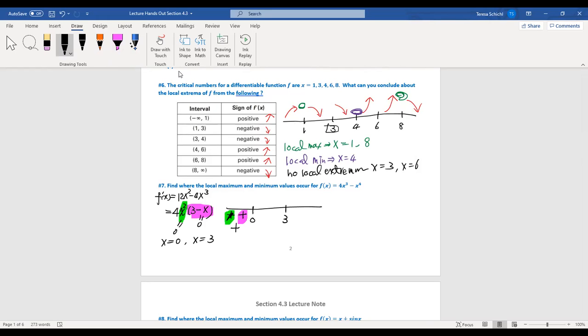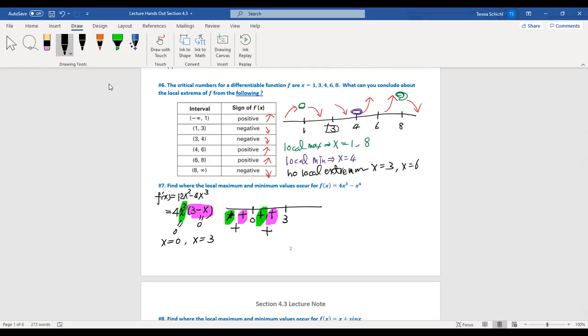Okay, now let's take a look at these here. For everything between 0 and 3, for example, you choose 1. 3 minus 1 is 2, it's a positive. Good, right? So this one is a positive from the 3 minus x, and this is a positive from the x squared. So positive times positive is a positive.